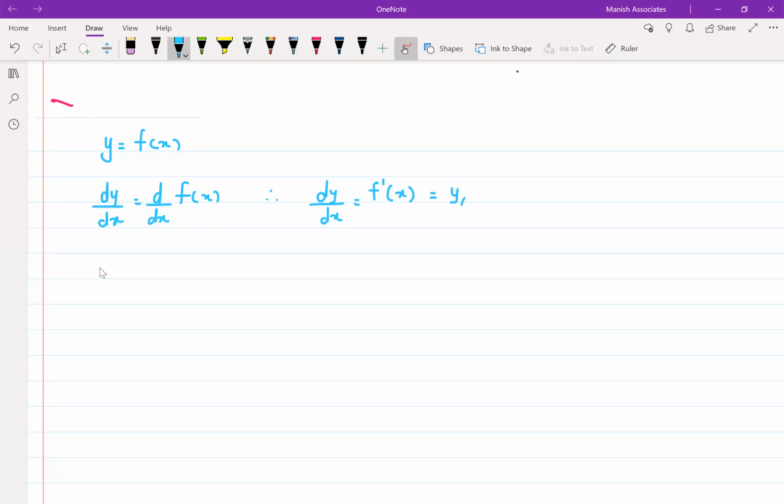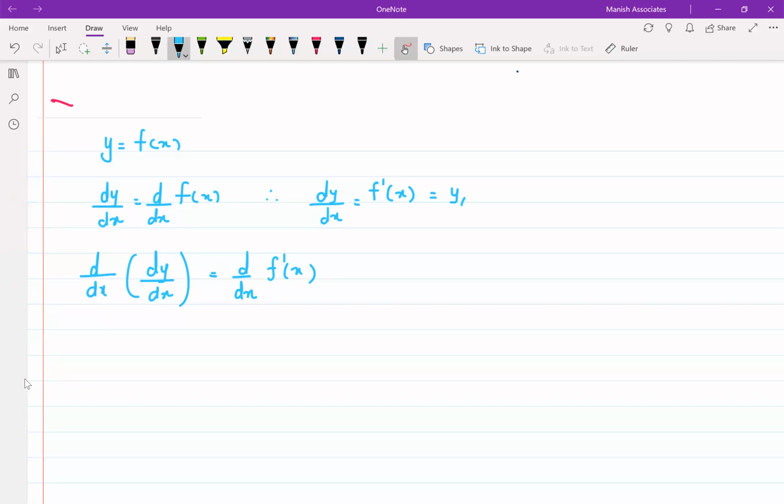So when I differentiate again, I'll get d by dx of dy by dx. So what did we do? First we differentiated once. When we differentiated once, we got dy by dx. Clear? Now what are we doing? We're differentiating it one more time. So that's going to be equal to d by dx of f dash x.